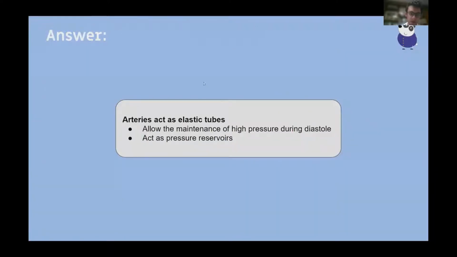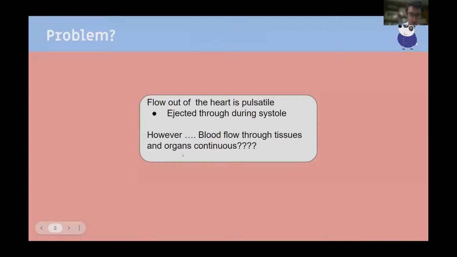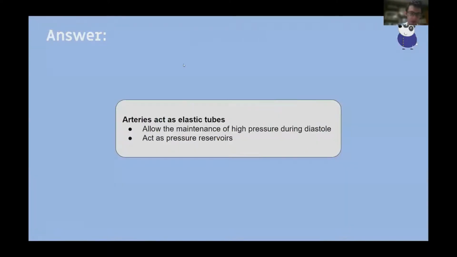The answer is that arteries act as elastic tubes. I'll just show you what we're talking about. The problem is we said that the ejection of blood through the heart is pulsatile and it's ejected through systole, but there needs to be a continuous perfusion of the organs and tissues. And the way that's done is through the mechanism of arteries that act as elastic tubes. So that means even during diastole, when the heart is filling, there is still blood that can be pumped out. And it also allows these arteries to act as pressure reservoirs. All a pressure reservoir is it means it has a high amount of pressure in that area, and that can transport to a low pressure area in order to perfuse the tissues and organs.